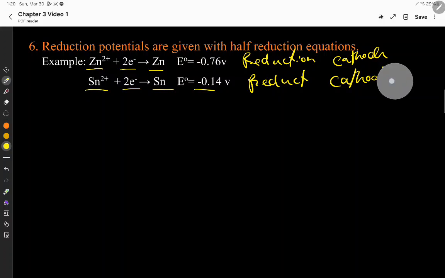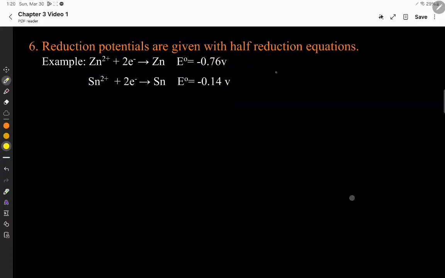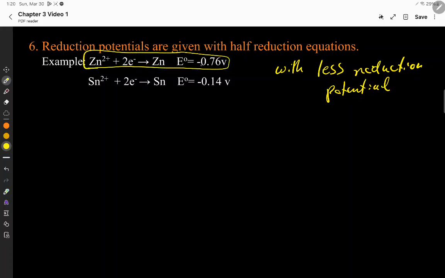Which equation should we reverse? We should reverse the equation with less reduction potential. And the equation with less reduction potential is the equation of zinc, because its reduction potential is negative 0.76. It is less than negative 0.14. And you know, when the negative value increases, the value decreases. So negative 0.76 should be reversed. This equation of zinc should be reversed, therefore it will be oxidation at the anode, not reduction.